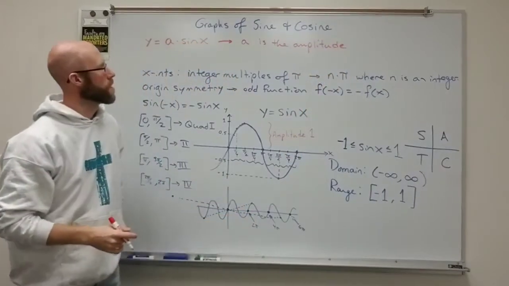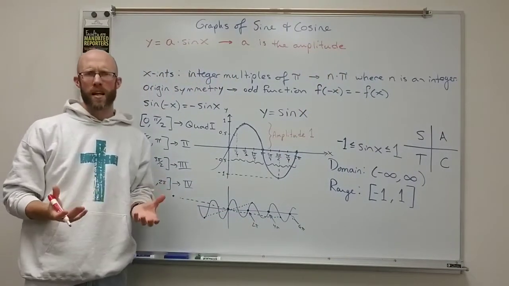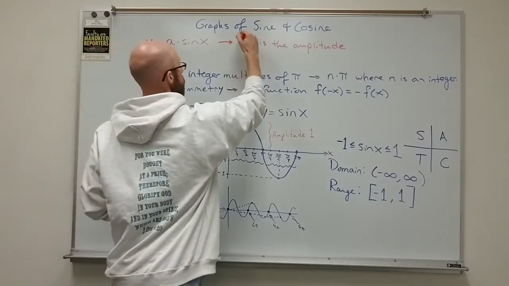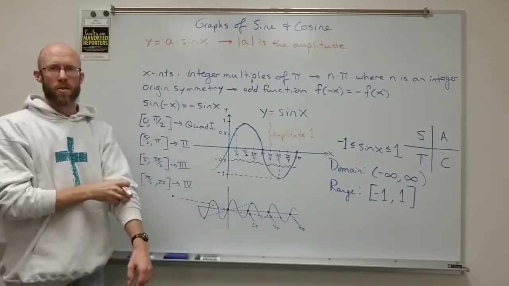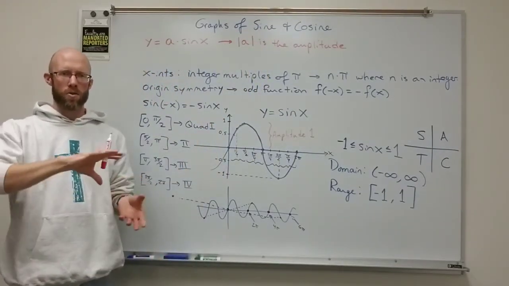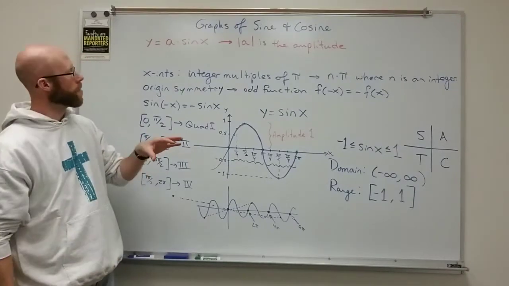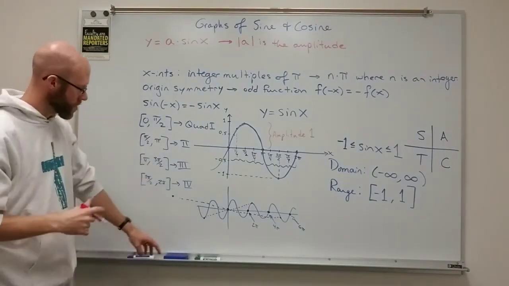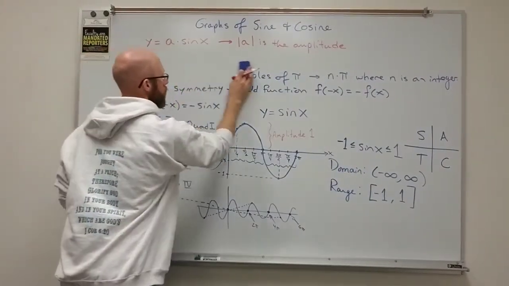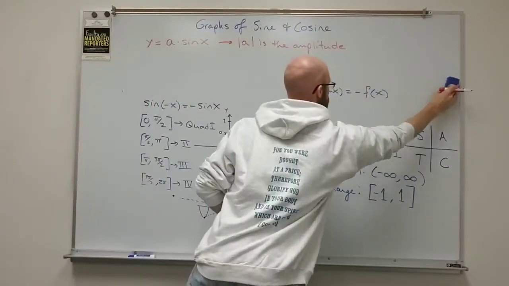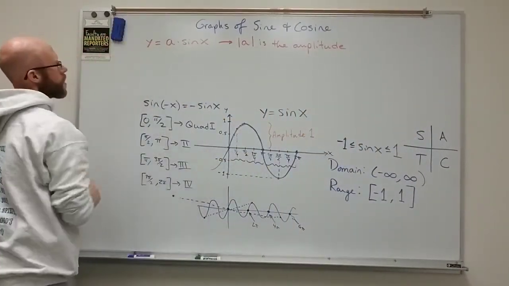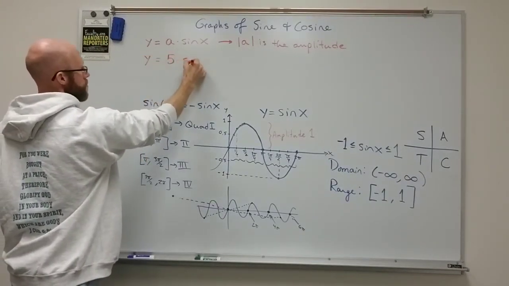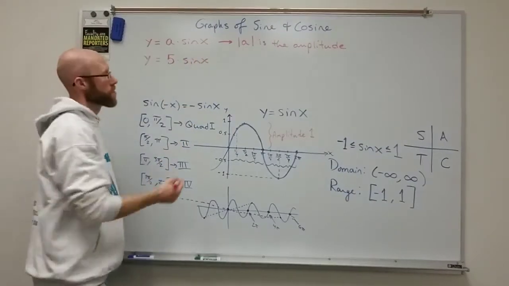Now, of course, a could be a negative number, and amplitudes, we tend to represent them positively. So I might throw an absolute value on there. Okay, so if a was negative, the negative actually results in a flip of the graph, but the amplitude would still be the absolute value. So an example, very simply, would be if you had 5 times the sine of x, then the amplitude is 5.